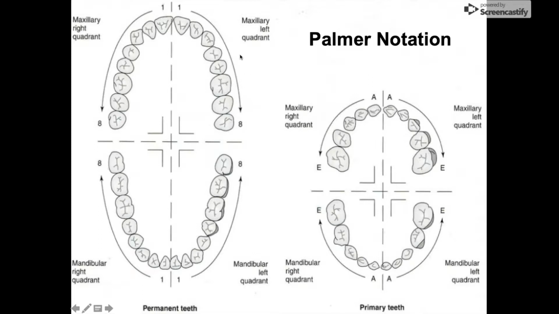The left upper quadrant is also known as the maxillary left quadrant. The lower left quadrant is also known as the mandibular left quadrant. The lower right quadrant is also known as the mandibular right quadrant, and the upper right quadrant is also known as the maxillary right quadrant.